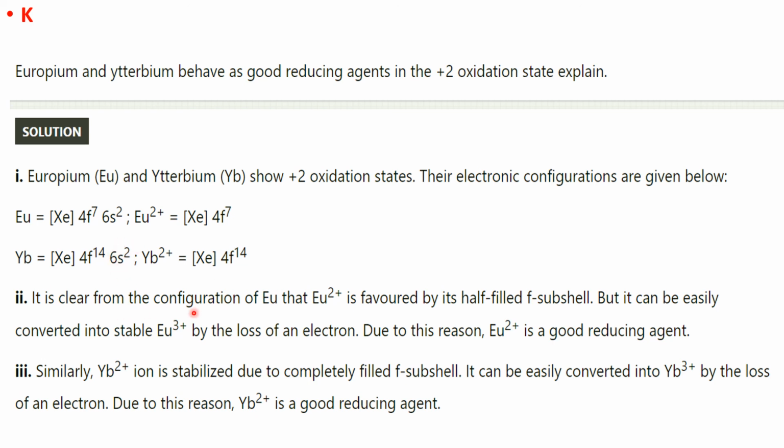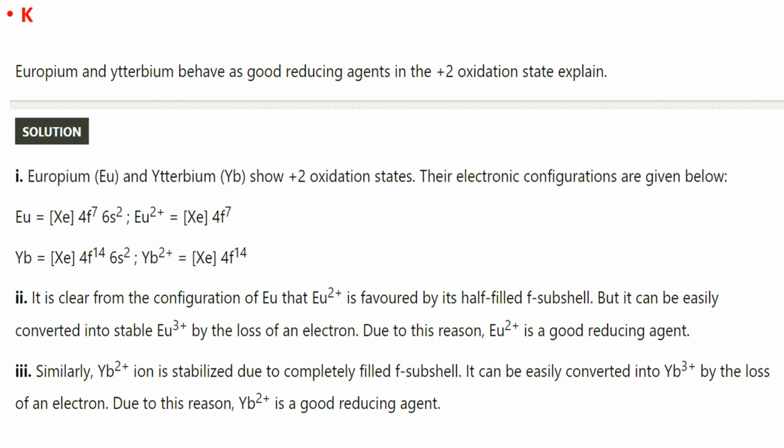From this, it is clear that the electronic configuration of Eu in +2 state is favored by its half-filled f subshell. Here you can see 4f7 electronic configuration. But it can be easily converted into stable Eu3+ by the loss of an electron. Due to this reason, Eu2+ is a good reducing agent.